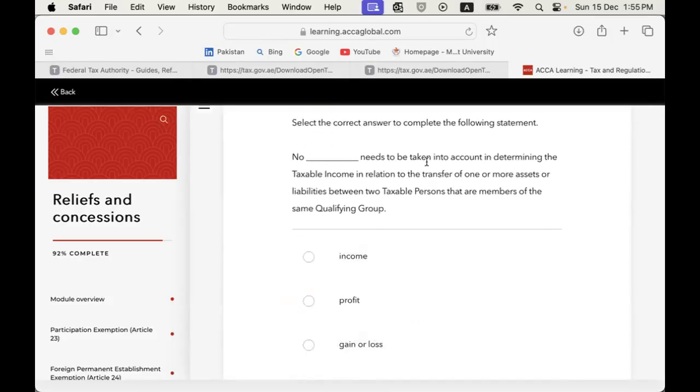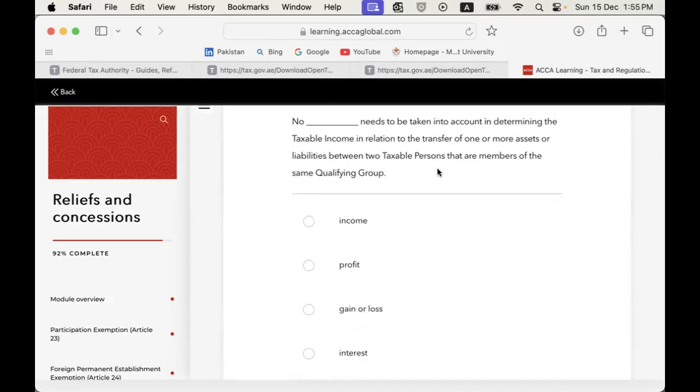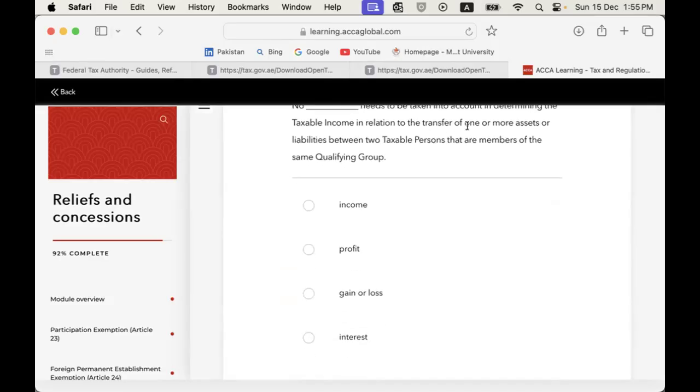No dash needs to be taken into account in determining the taxable income in relation to transfer of one or more assets or liabilities between two taxable persons that are members. Gain and loss. Yes.